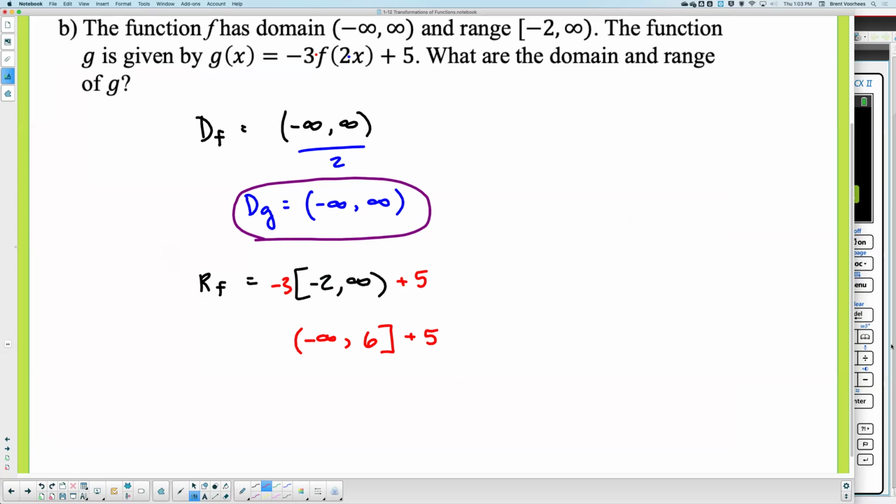Now we add 5 to that. And we're going to have our range. What's negative infinity plus 5? Negative infinity. What's 6 plus 5? 11. There it is. That would be the range of g.